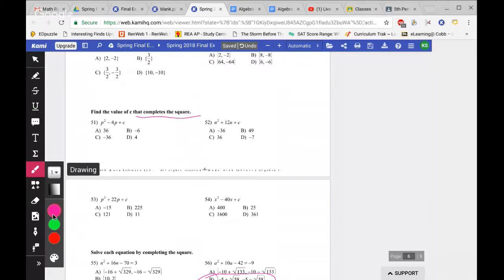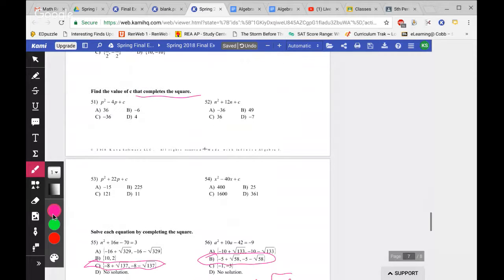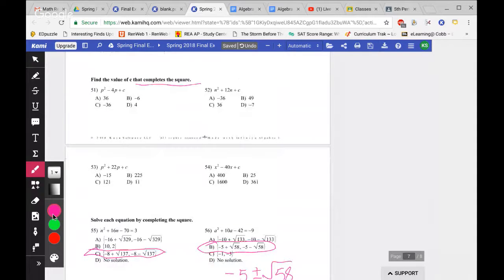Find the value of C that completes the square. And I want to go one step further on these. Oh, wait, that might have been the wrong number. Hang on. Okay, because I want to do one thing since it was 53. You might probably want 55 or 56. Sorry, not a problem.